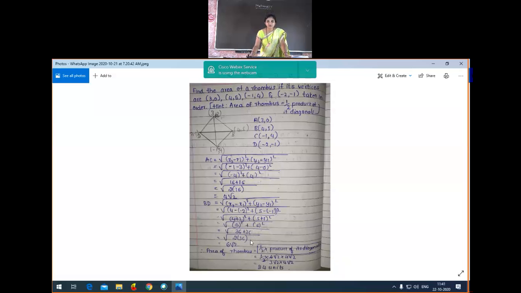Therefore, area of rhombus is equal to 24 units. This is an easy one. I think many of the students finished this problem yesterday only. But still this is just a revision class. So what's the problem actually? Many students are leaving the meeting and joining the meeting again. I don't know what's happening today.